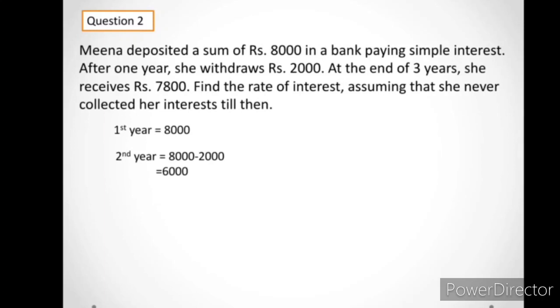So 8,000 minus 2,000, that is equal to 6,000, that was in her bank account. For the third year there is no change for that amount, so 6,000 itself only. So here the total amount is 20,000.